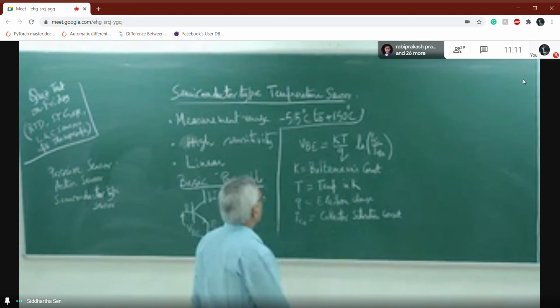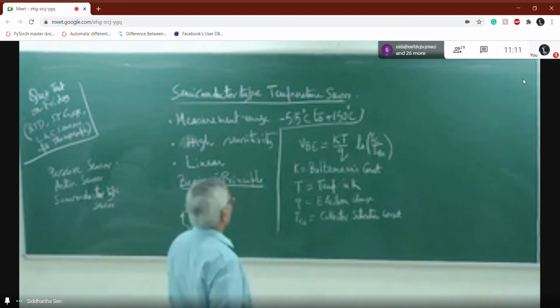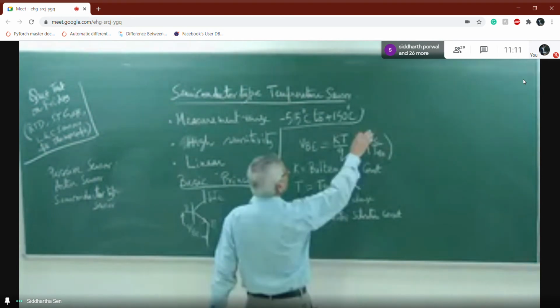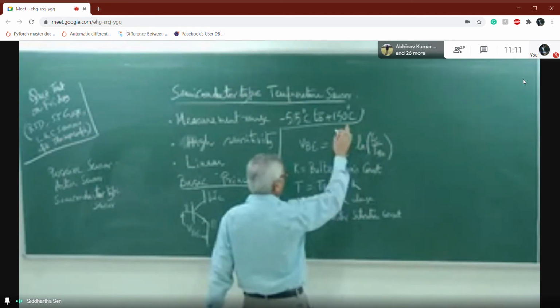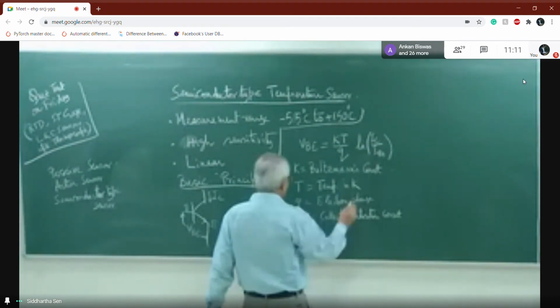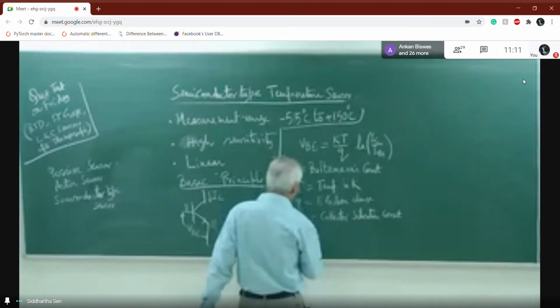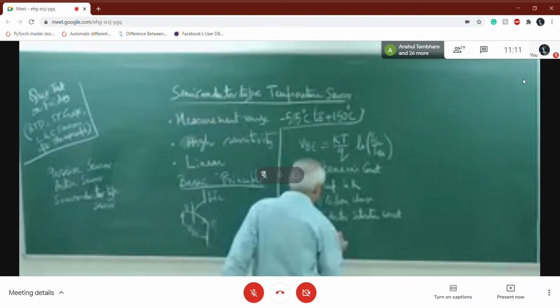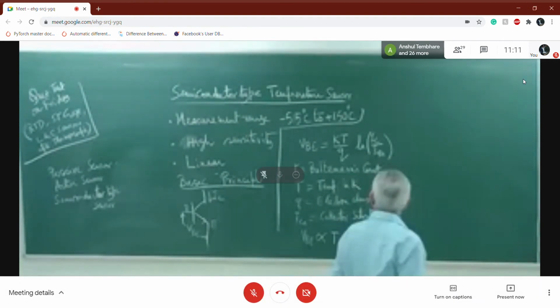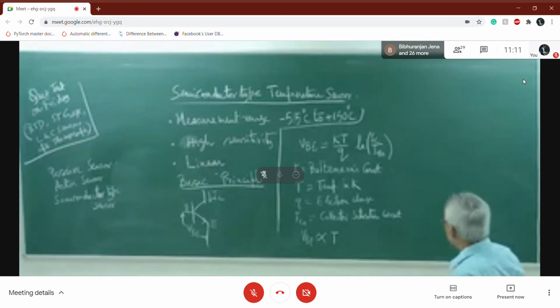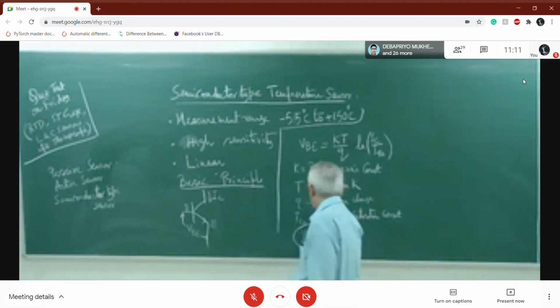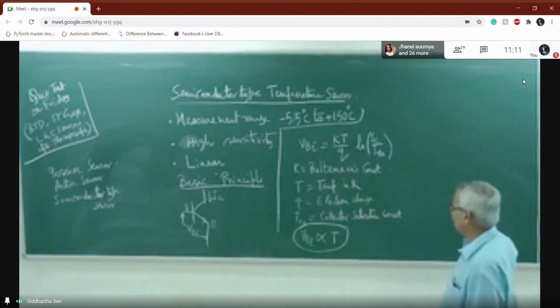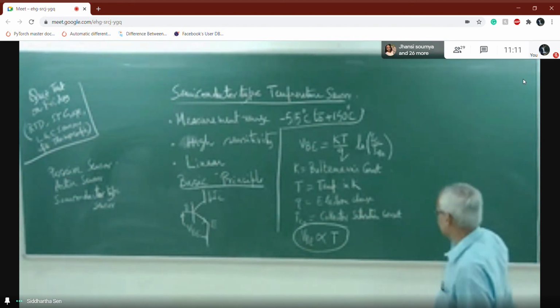Here it is this expression. K, Q, IC0 and all these are properties of the transistor. So we can actually say that VBE is proportional to T, where T is the temperature of the junction, or basically the ambient temperature. So we can have a linear relationship between the VBE and the temperature.